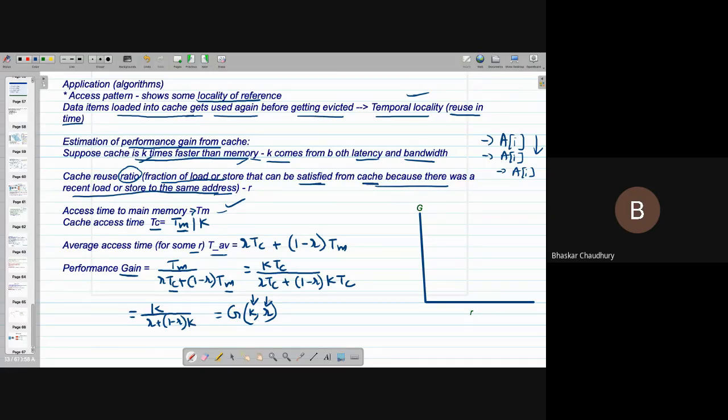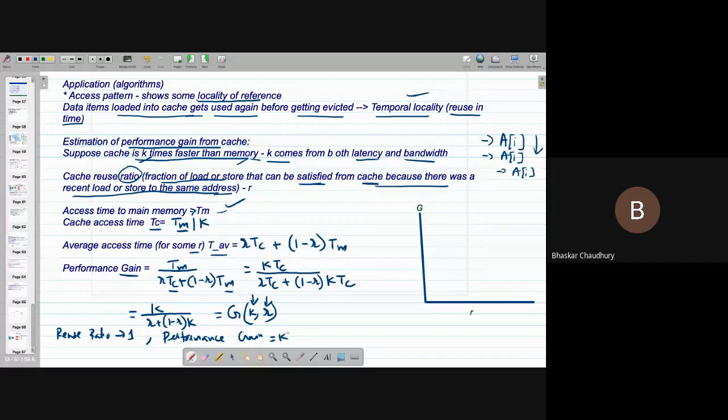Now let's talk about a scenario where the reuse ratio is close to 1. That's like there is 100% reuse. So what will be the performance gain? K. Just K, exactly. Performance gain is K. So now look into the picture very carefully.